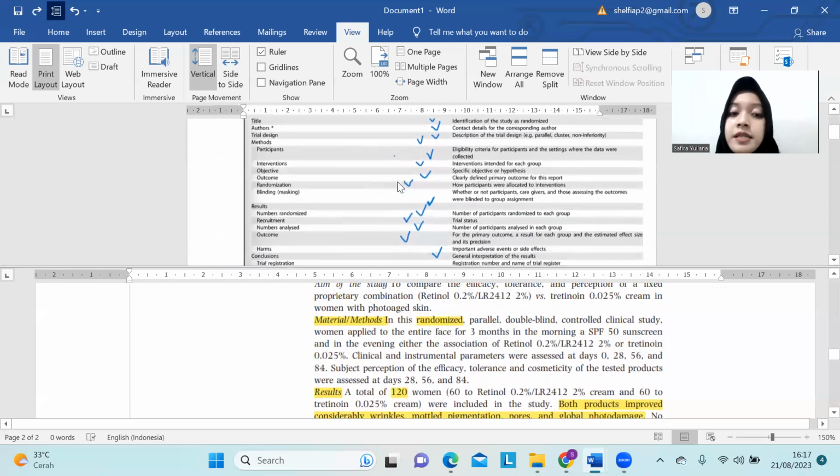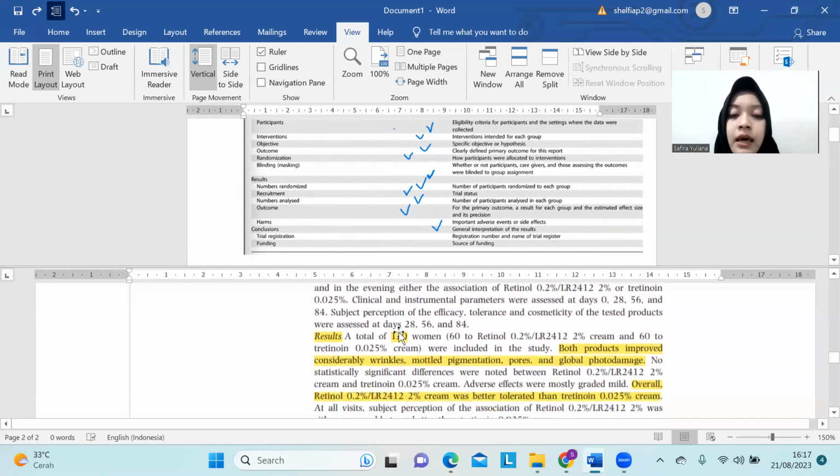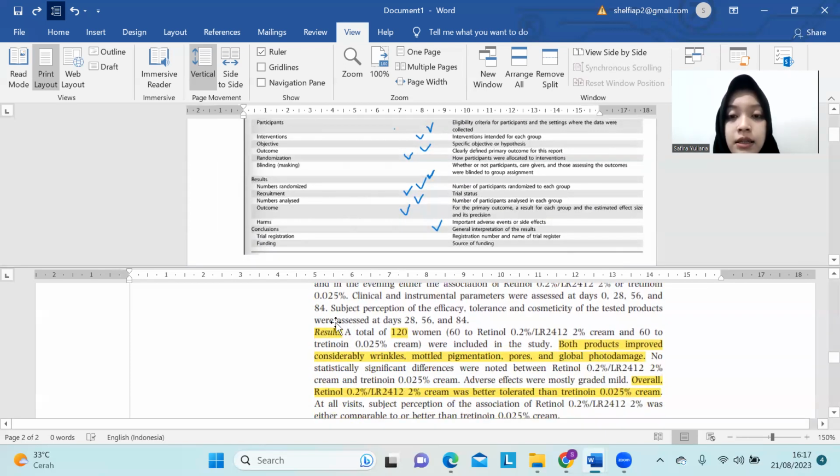And we move to the result, and the result there is the number randomized. The number randomized is the number of participants randomized to each group, and this one is the result. Randomized to each group: both products consider the pigmentation, divided into retinol and tretinoin.